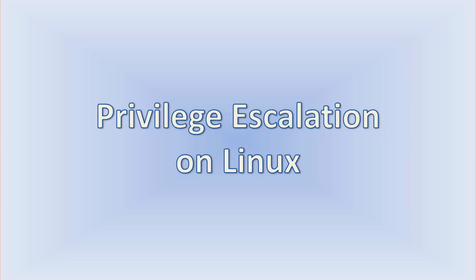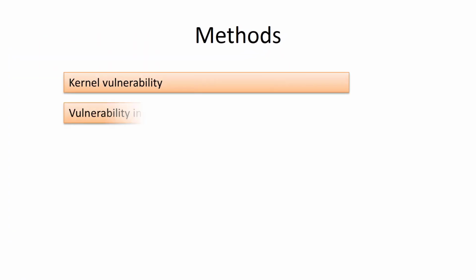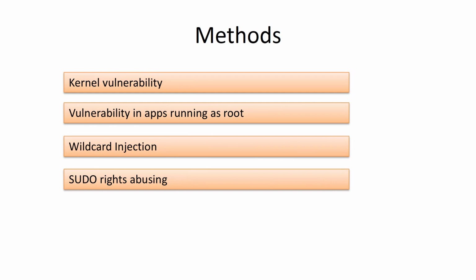Now let's consider privilege escalation on Linux systems. The key point is enumeration. There are several methods how to elevate privileges. Some of them are related to system and application vulnerabilities. Others are related to misconfiguration. In this video, we will review 4 methods.